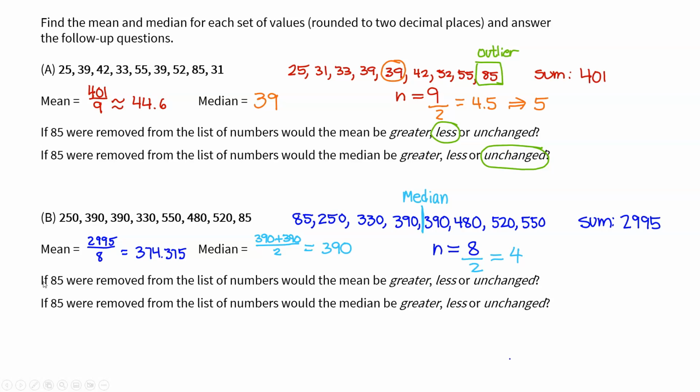So here, 85 is an outlier. You can see it's significantly lower than the rest of it. This value probably pulled this mean down as a result. And therefore, if you were to remove it, you would get a greater result. Whereas if you removed it and went down to 7 terms, your median would now be this 390 again. It'd be unchanged. It could be this middle score right here. So it would be unchanged again.